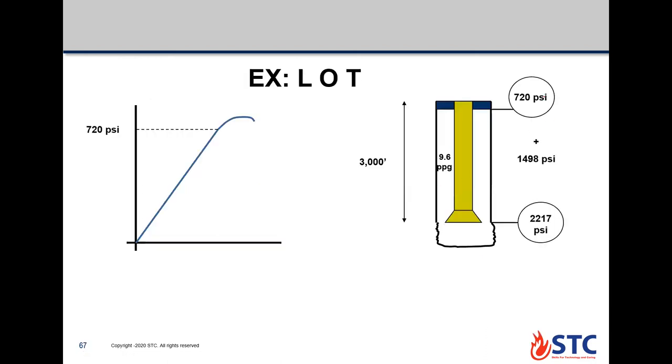Look here, we have surface pressure, 720 psi, and here the hydrostatic pressure is this number, 1498. So the equivalent of this pressure is about 2280, okay? So this is the fracture pressure. So fracture pressure equals what? Equals leak-off test pressure plus hydrostatic pressure.